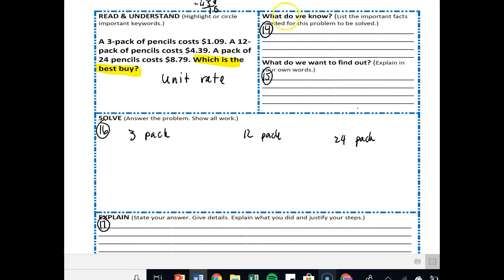And what you know is all the information right here in the problem, so this stuff should be put over here. And then what you want to find out is what is the best buy, so that needs to get written in there. But for the 3-pack, I'll just set it up for you. That's 3 pencils for $1.09, so 1.09. Notice how I raised my roof right off the bat. And then you're just going to do that division. For the 12-pack, that's just 12 into 4.39, and then for the 24-pack, again, 24 into 8.79. So you're going to do all these problems, and then you're just going to pick the cheapest one, right?